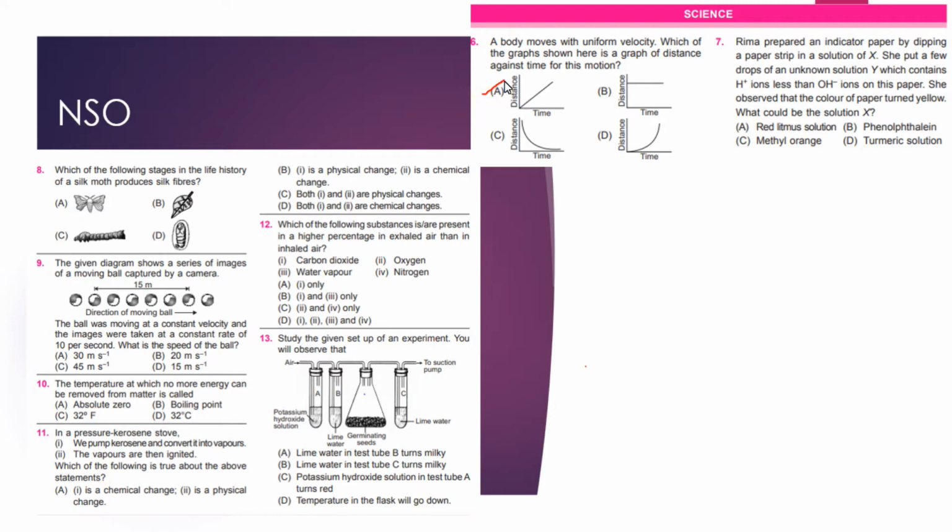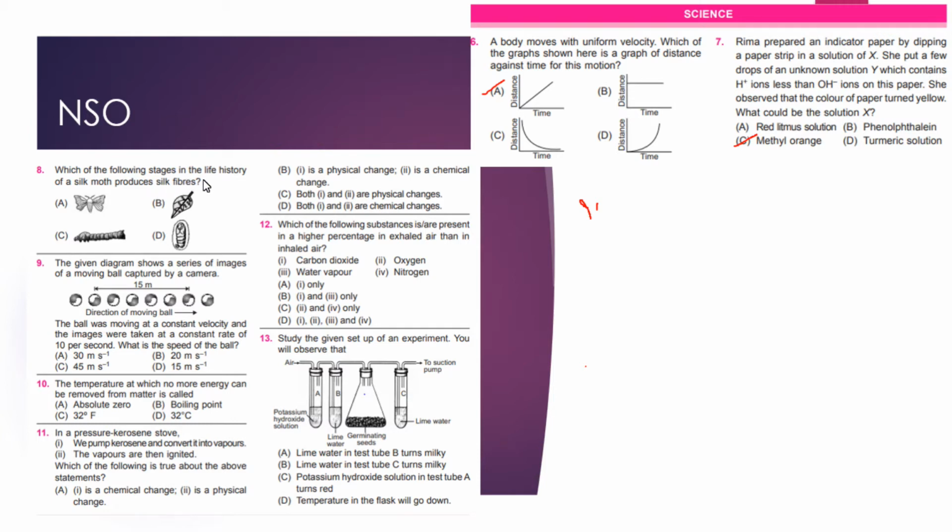Rima prepared an indicator paper by dipping a paper strip in a solution of X. She put a few drops of an unknown solution Y, which contains H plus ions less than OH minus ions, on this paper. She observed that the color of paper turned yellow. What could be the solution X? Obviously it's methyl orange. You know that it's an indicator, right? It's in your chapter acids, bases and salts, CBSE.